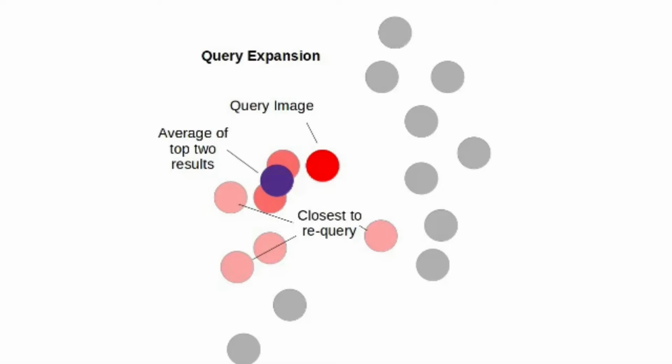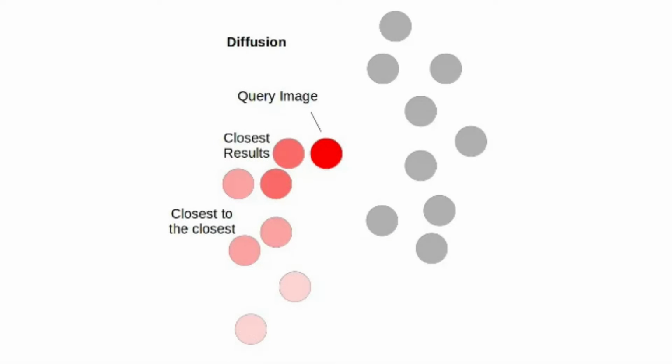and then for the rest of your results you use that query instead. And thirdly, you can carry out diffusion, where instead of looking at everything at once, you sort of say, well, what's closest to the query image, and then what's closest to those images, and then what's closest to those images, and you look at the internal structure of the data instead of just taking the raw distance in one go.